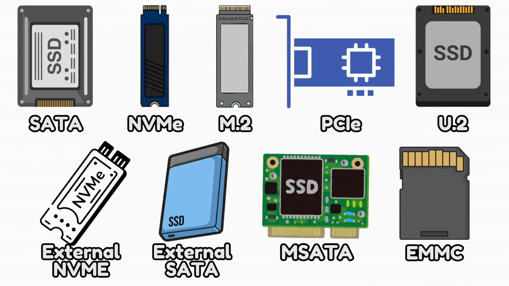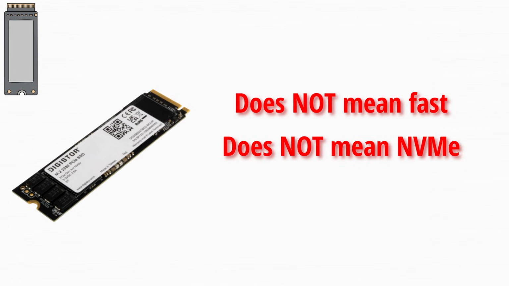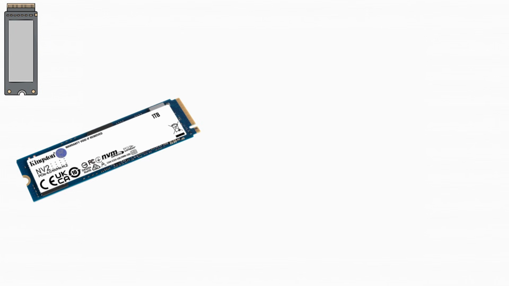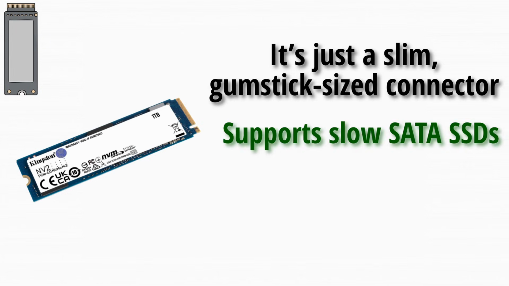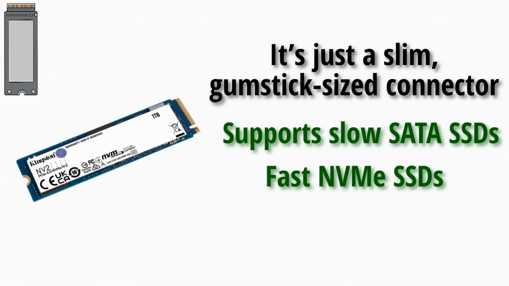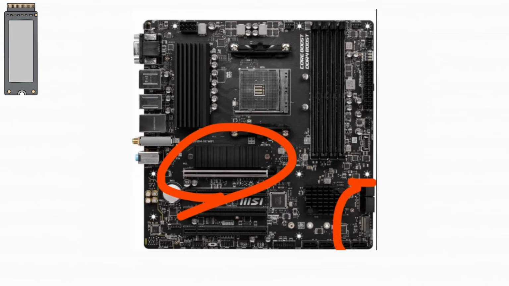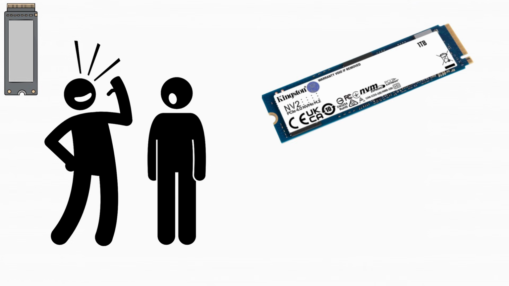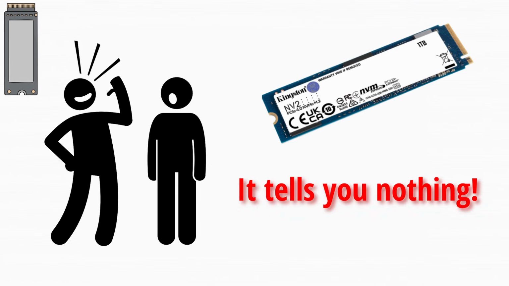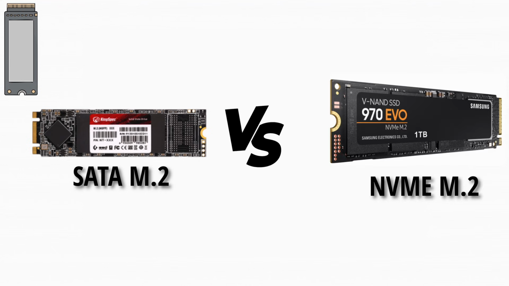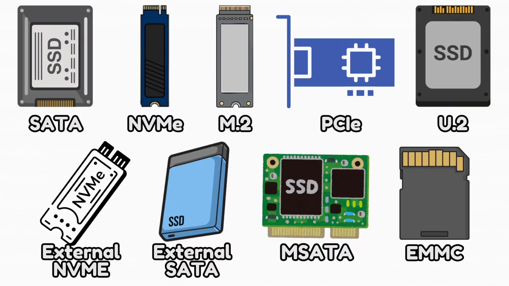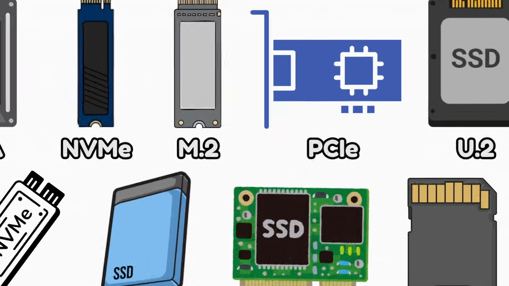Next up, the M.2 SSD. M.2 is the most misunderstood term in the SSD world. M.2 does not mean fast. It does not mean NVMe. It only describes the shape of the drive. It's just a slim, gumstick-sized connector that supports both slow SATA SSDs and fast NVMe SSDs. Some motherboards support only NVMe M.2 drives, while others support both SATA and NVMe. So when someone says, "I bought an M.2 SSD," it literally tells you nothing about its speed. Always check whether it's SATA or NVMe. The difference is massive.